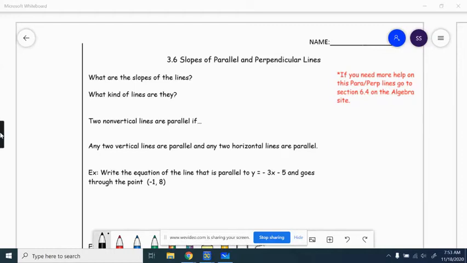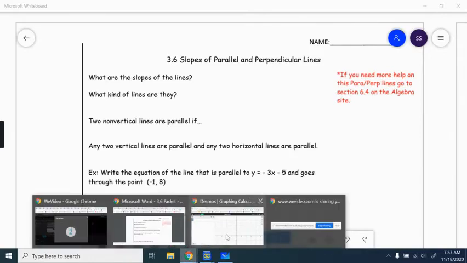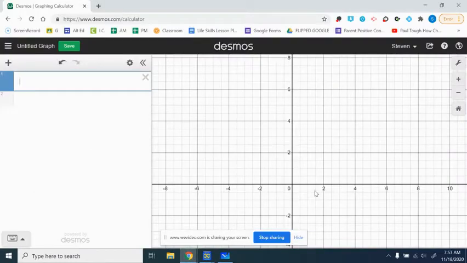Okay, today we're looking at slopes of parallel and perpendicular lines. Typically, I would go ahead and write this on the board, draw it on the board, but today we're going to go ahead and look over at Desmos. So let's start with parallel lines, okay?